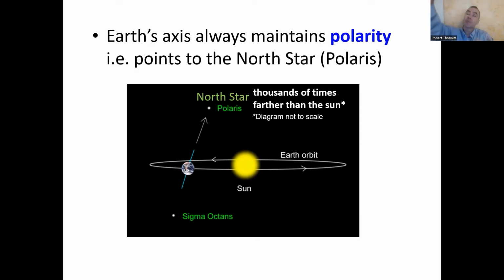But if we imagine it's super far away, then the Earth going around in the orbit and that arrow of the axis moving throughout the orbit is not going to make much difference because the direction of the North Star is so far away. It's still going to point towards that North Star. So that's polarity, the property that the Earth's axis always points toward the North Star. And there's actually also a southern star that the southern axis points to as well, called Sigma Octans. You see that in the picture as well. They say that sometime in the future, long, long in the future, the Earth axis will point to some other star, but that's not in our lifetime.